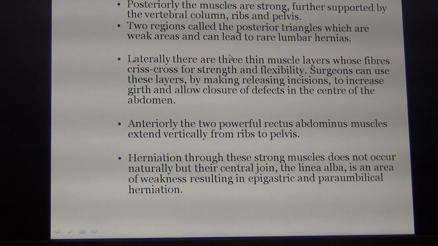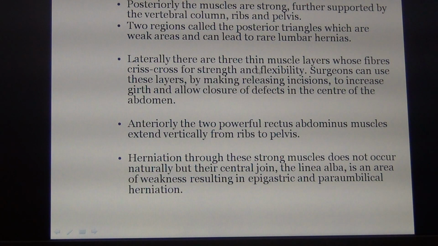Posteriorly, the muscles are strong. The muscles that cover the posterior abdominal wall are strong, further supported by the vertebral column, ribs, and pelvic bones. Two regions called the posterior triangles are weak areas and can lead to rare lumbar hernias. So these two areas are weak areas which can lead to lumbar hernias.